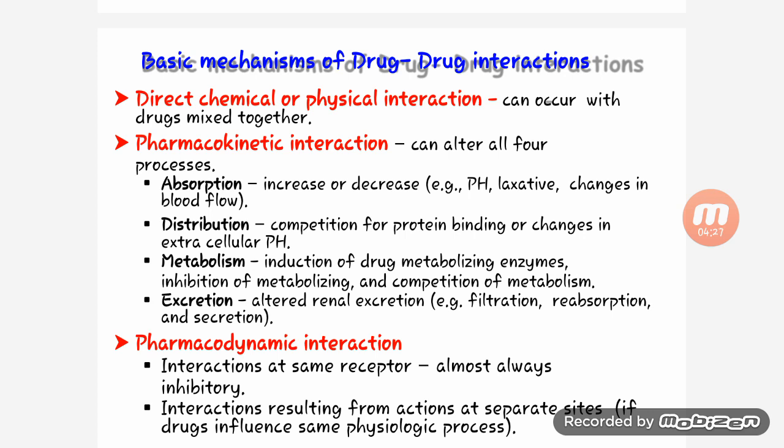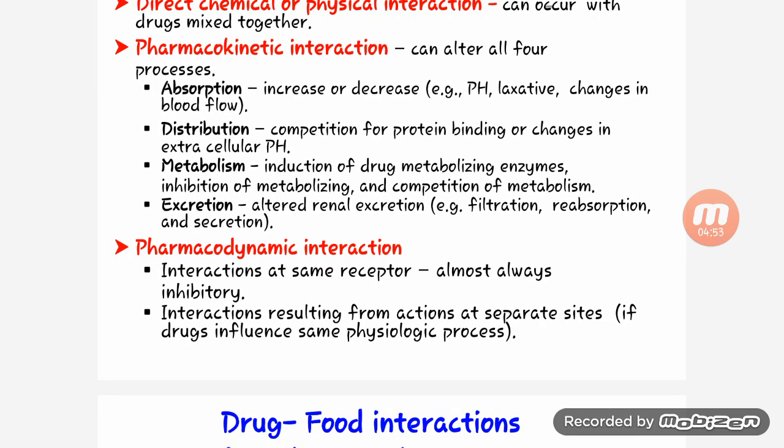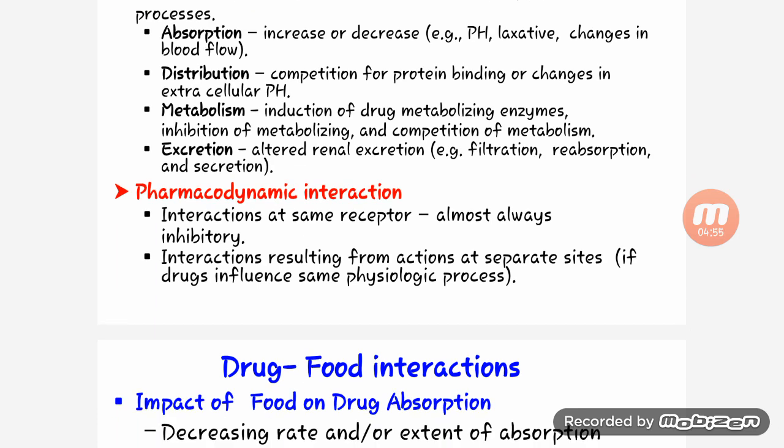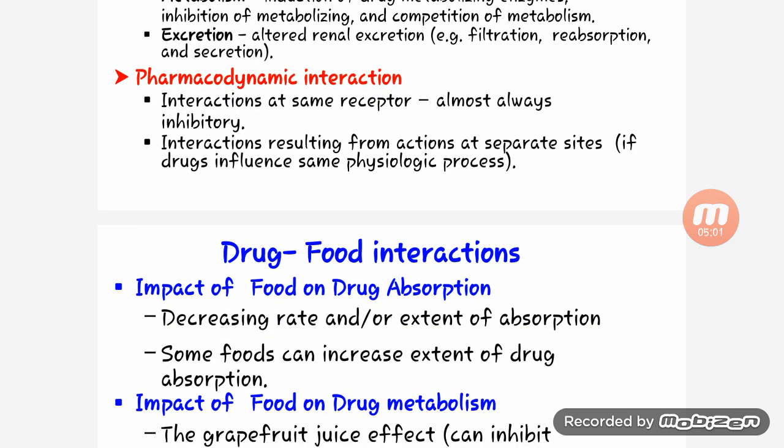Increase or decrease in pH, laxatives, change in blood flow, distribution, competition for protein binding or change in extracellular pH. Metabolism: induction of the drug metabolizing enzyme, inhibition of metabolizing enzymes and competition in metabolism. Excretion: altered renal excretion like filtration, reabsorption and secretion. Then pharmacodynamic interaction at the same receptor, almost always an inhibitory interaction, resulting from the action of drugs at separate sites, if the drugs influence the same physiological process.